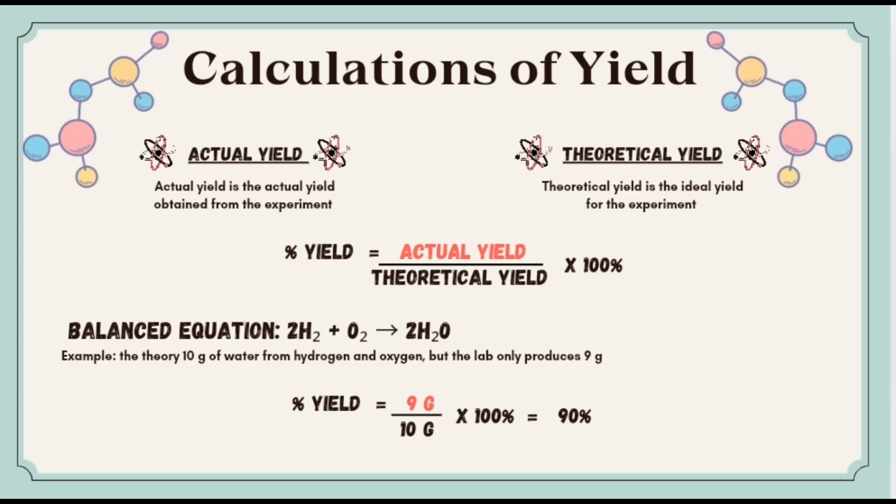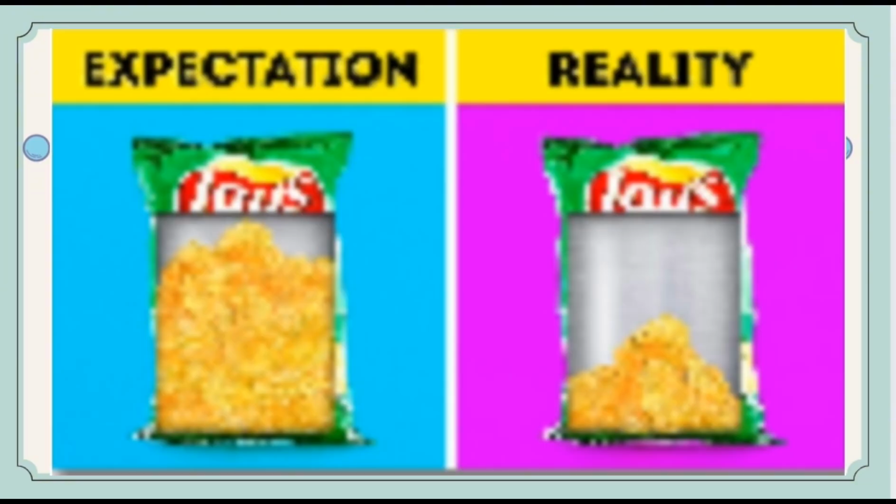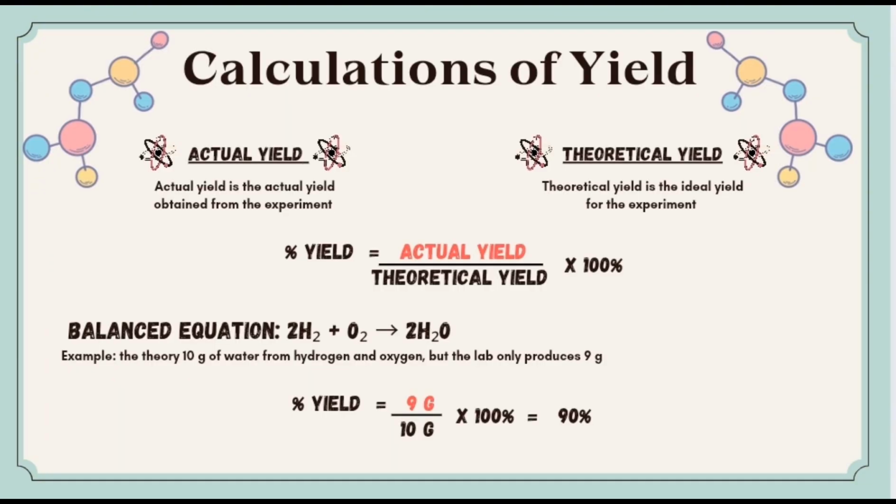Stoichiometry tells us how much product we should get in a reaction. That's why we use percent yield, chemistry's way of saying expectation versus reality. The formula is simple: actual yield divided by theoretical yield times 100. Let's say theory promises 10 grams of water, but the lab only delivers 9. That's 9 over 10 times 100, a 90% yield. Still good, but not perfect. In short, theoretical yield is the dream, actual yield is the reality, and percent yield tells us how close we came.